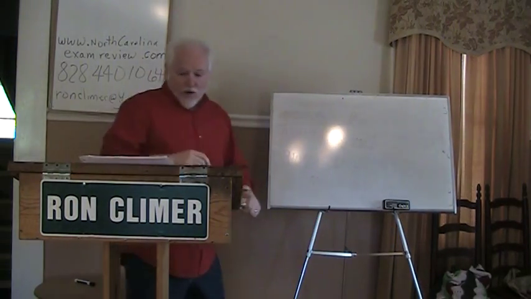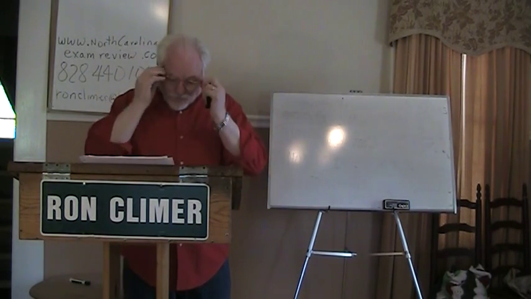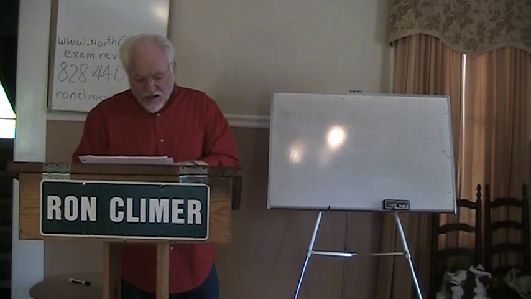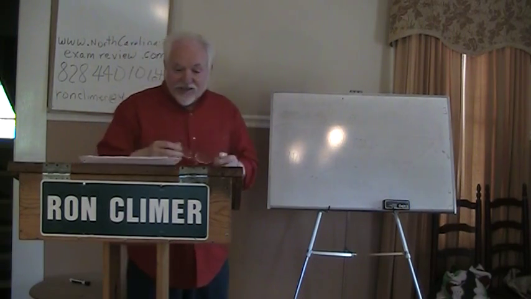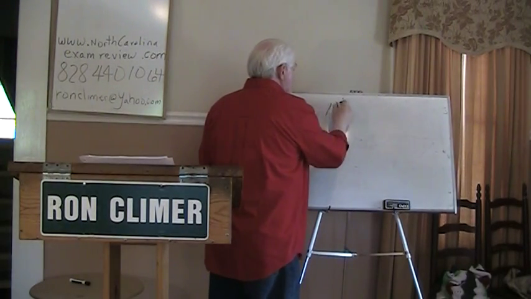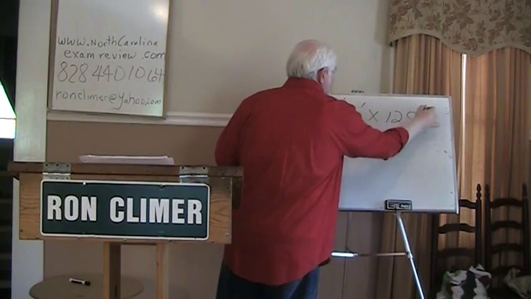Question number 2. What was the price per front foot for a 100 by 125 foot lot that sold for $125,000? By the way, in this question, they give us the lot dimensions, 100 feet by 125 feet.